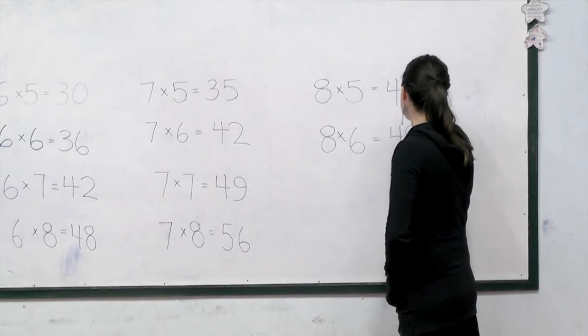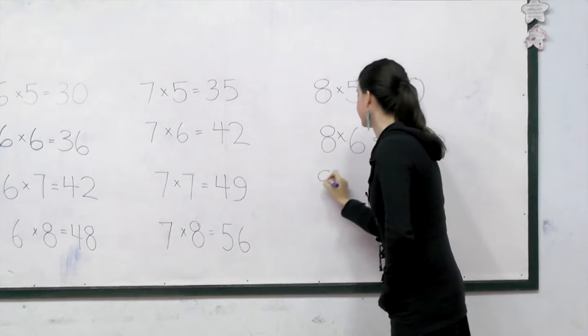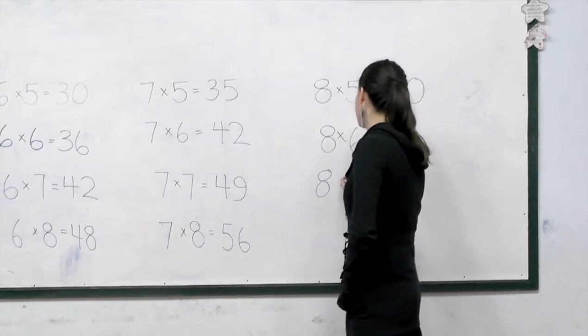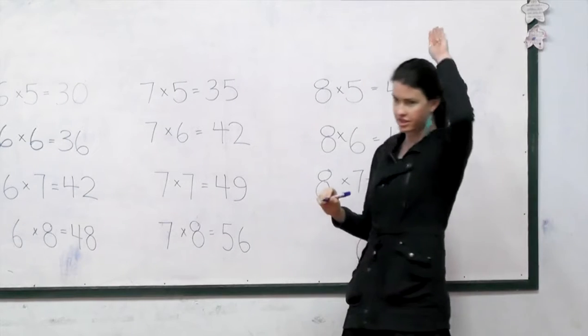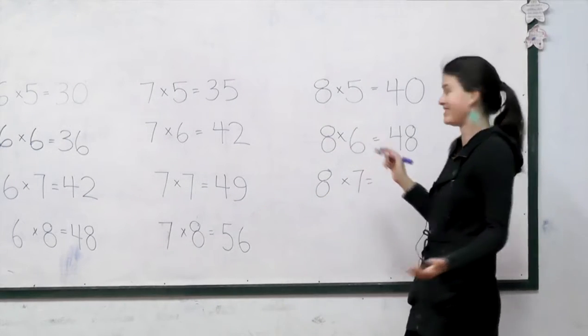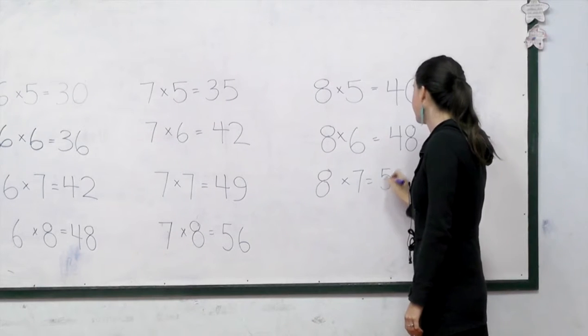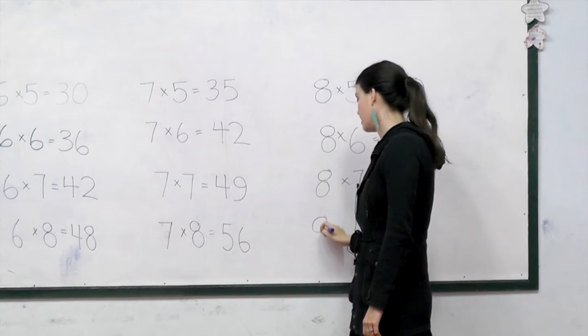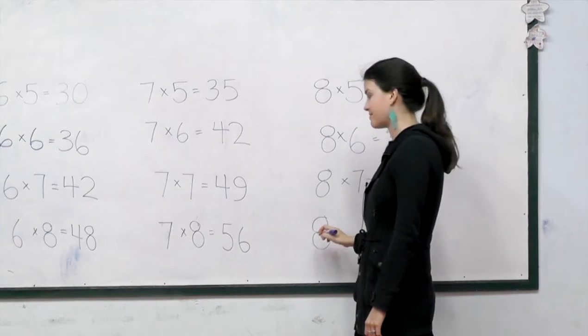Okay, 8 times 7. 56. Is that the same as 7 times 8? Yeah, good job. Everybody should know that one. What's 8 times 7? 56. Okay, 8 times 8. 72? Not 72. That's 8 times 9.